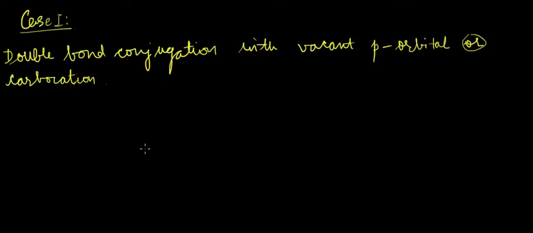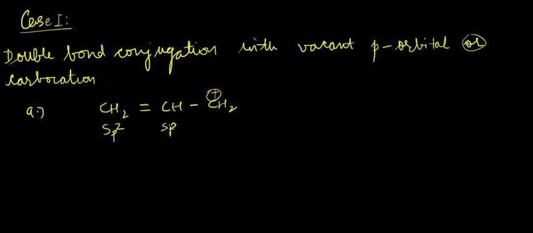Okay, so let's say we have this carbocation wherein we have CH2=CH and CH2 plus here. So this is sp2 hybridized, this is sp2 hybridized, and this is sp2 hybridized carbon atom. So what is the meaning of conjugation? Conjugation simply means alternate. So the case where a double bond is in alternation with the vacant p orbital or carbocation.